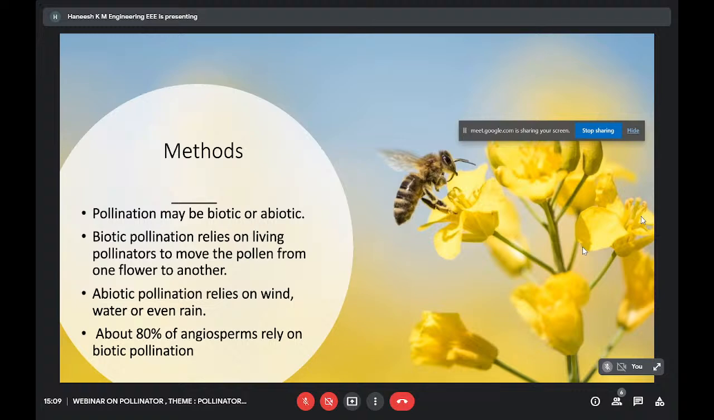There will be male flowers and female flowers, and through wind the pollen will automatically reach the female flower. Some plants live in water, so they spread the pollen through the water surface. In some cases it is through rain. So in all these cases, the pollinators are not living organisms. In some cases it will be through wind, water, or rain.